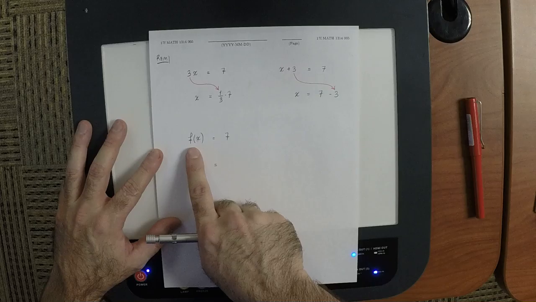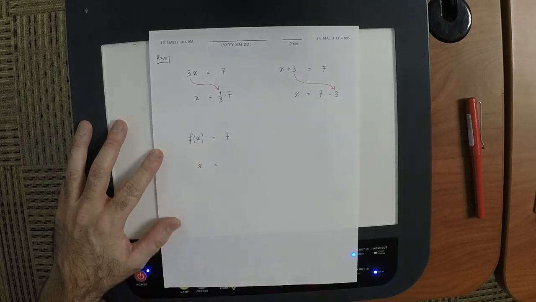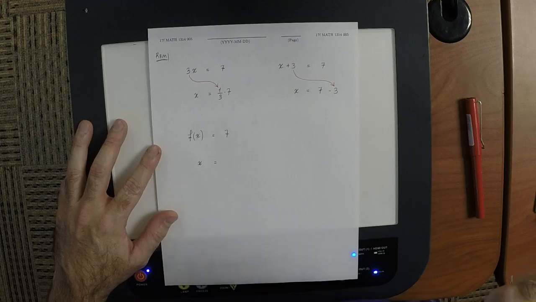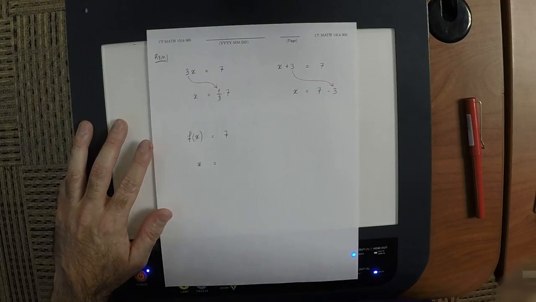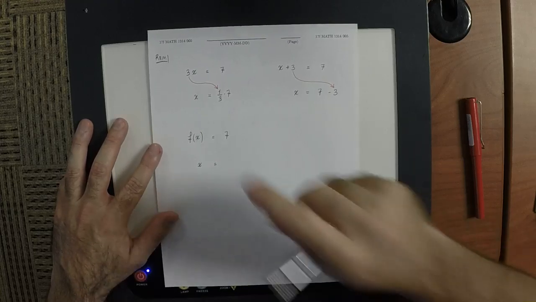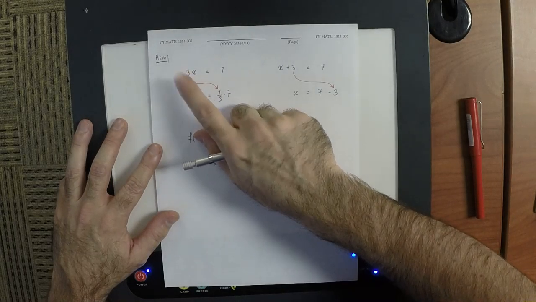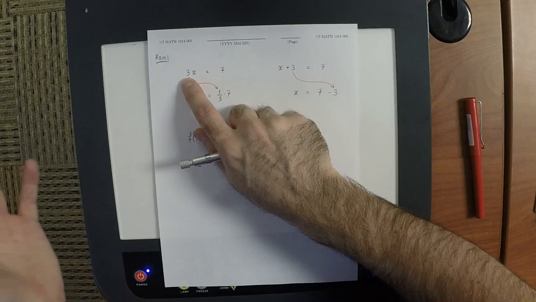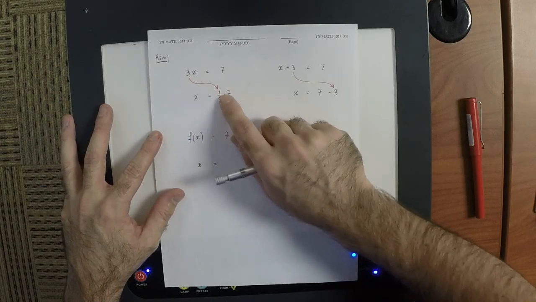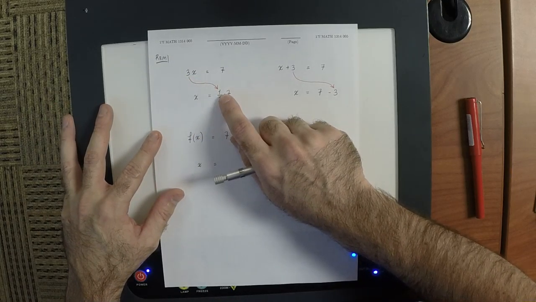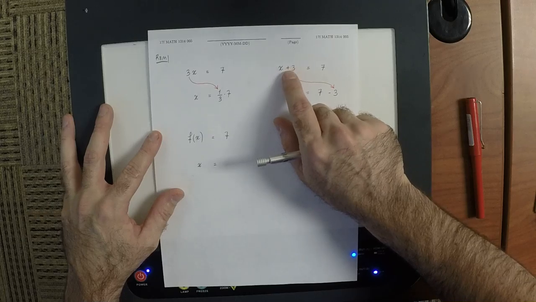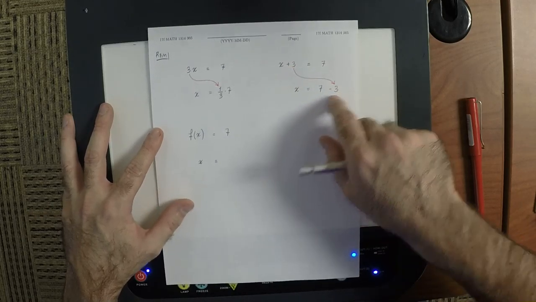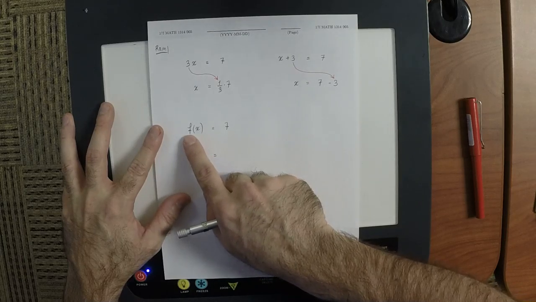What about this? Not divided by f. Not times 1 over f, because f is a function, right? The question is what is the action here? This action is multiply by 3. What's the inverse of that action? Divide by 3. This action is add 3. What's the inverse of that action? Subtract 3. This is f.